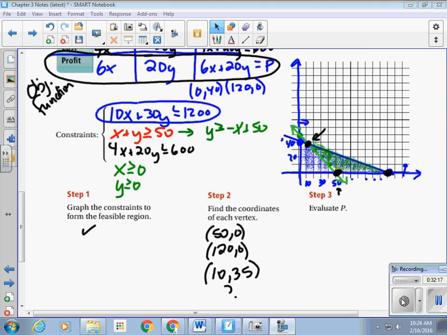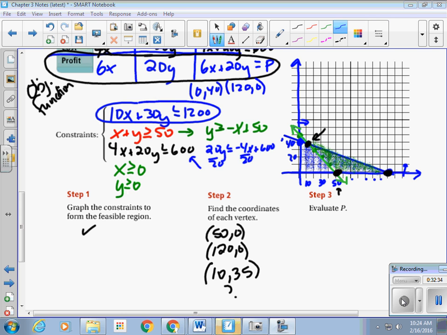All right, we forgot to graph one. This one. Okay. So we're going to subtract 4x from both sides. And divide by 20. Negative 1/5 x plus 30. Ooh, I like that. Okay. So this one has a starting point at 30, and it goes down 1 over 5 or down 10 over 50.